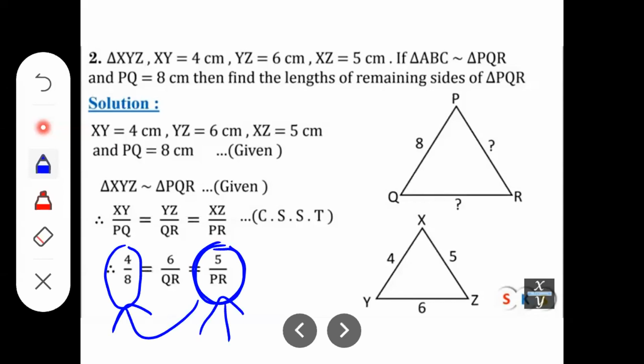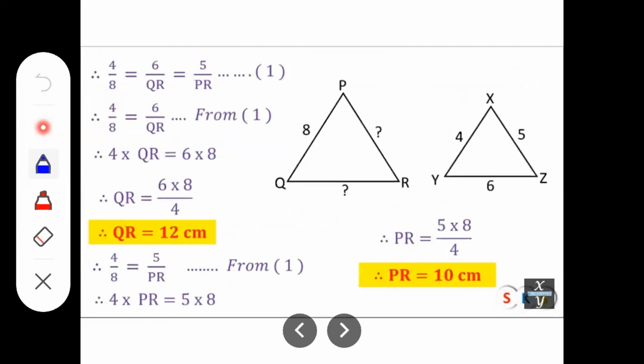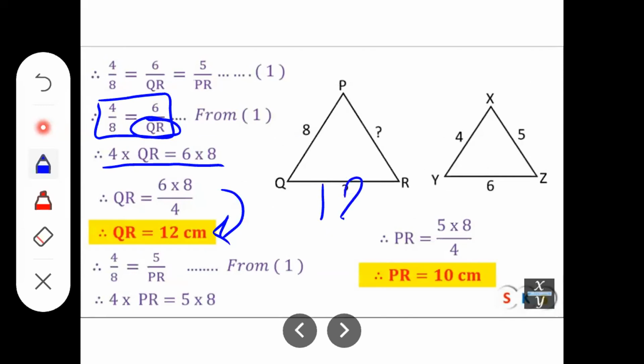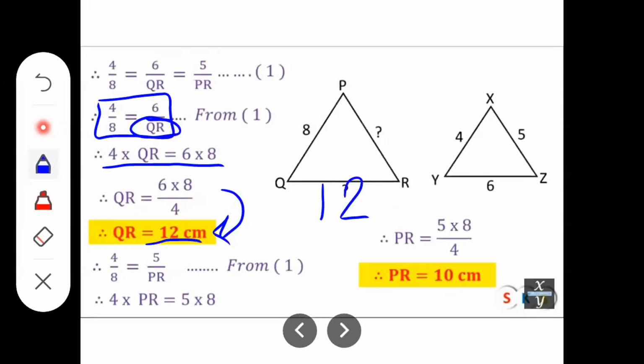Now see the second slide, the solutions are here. The ratio we chose here to find the value of QR is this one. So do cross multiplication, and by calculation you will get QR equal to 12. As in the example, the unit given is centimeter everywhere, so for the answer you will also mention centimeter.